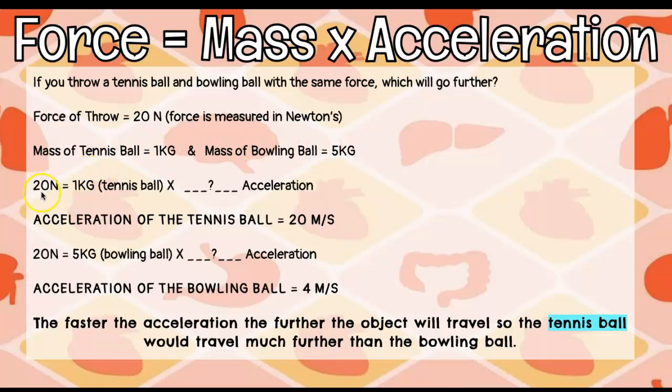Okay, so we have 20 newtons, which is our force. Force equals mass, which is 1 kilogram of the tennis ball, times blank for the acceleration. Well, we know 1 times 20 is 20, so the acceleration of the tennis ball would be 20 meters per second squared. Okay, the next one is the bowling ball. The bowling ball had a much larger mass. It was 5 kilograms, so 5 times what is 20? That would be 4, so the acceleration of the bowling ball was 4 meters per second squared. It definitely went faster with the tennis ball. So the faster the acceleration, the further the object's going to go. So our tennis ball would travel much further than the bowling ball because it has a lower mass.